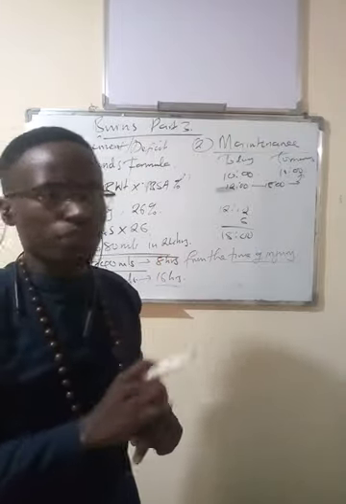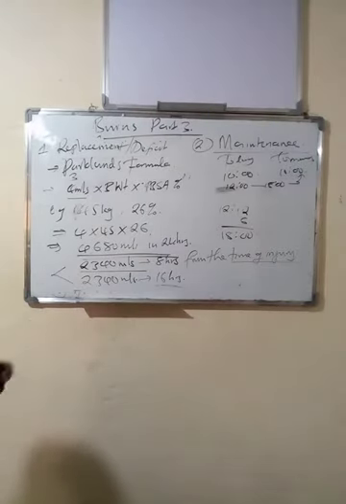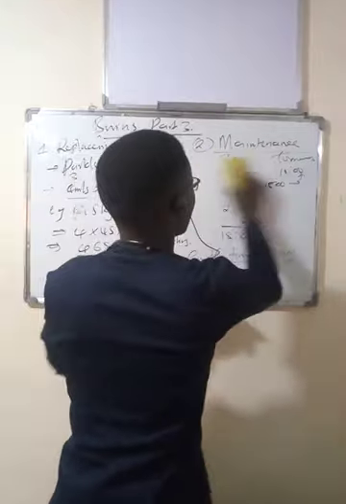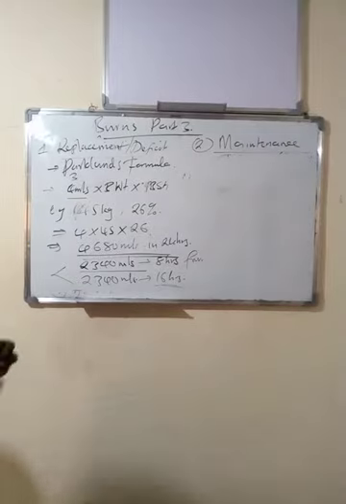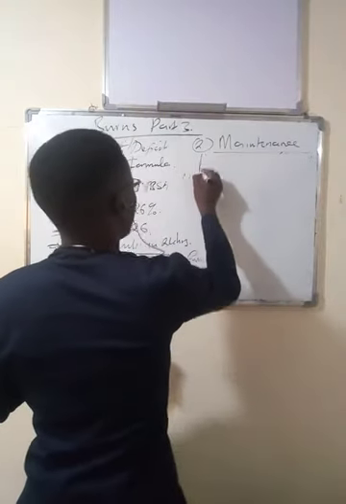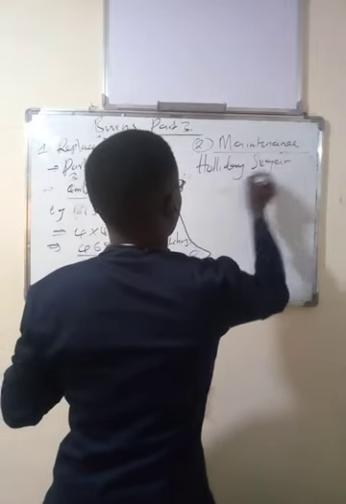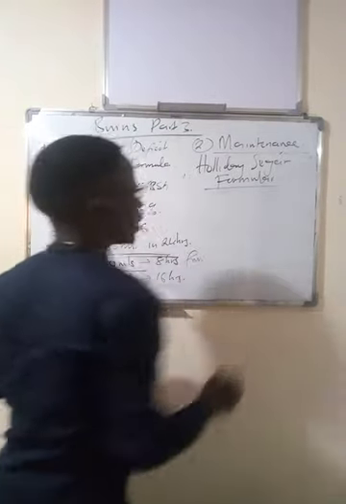Right, now, so that is about replacement. Then we look at what is called maintenance. So with maintenance, we use what is called the Holliday-Segar method, or rather formula. Okay, the Holliday-Segar formula. Now what is this Holliday-Segar formula?